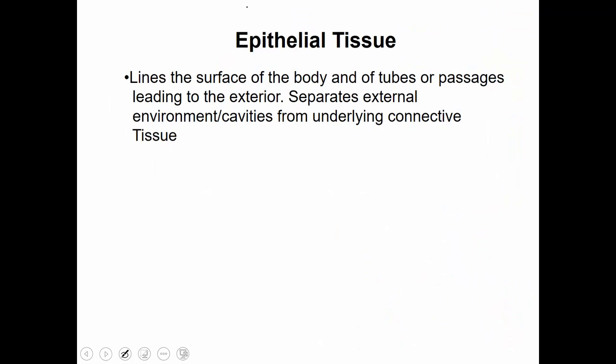So quick definitions. This is now rehashing what we just said. So epithelial tissue lines the surface of the body and tubes or passages leading to the exterior. That's a given. Okay? What the epithelium is doing is separating the external environment from the underlying connective tissue. In essence, it's almost like the plasma membrane of a cell. It separates the outside from the inside of a cell. The epithelium is separating the outer environment from the inner cavity. And there's ways to protect the body from infections, and we'll go into that throughout, okay? But it's a very stringent lining.